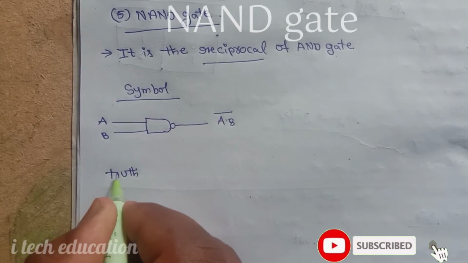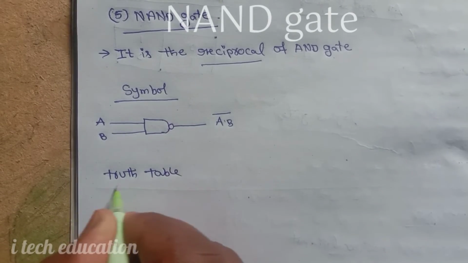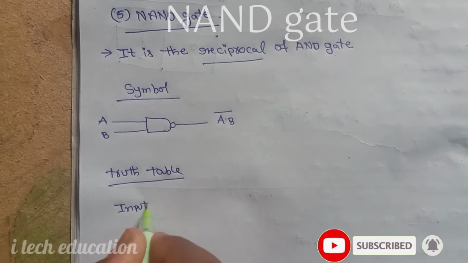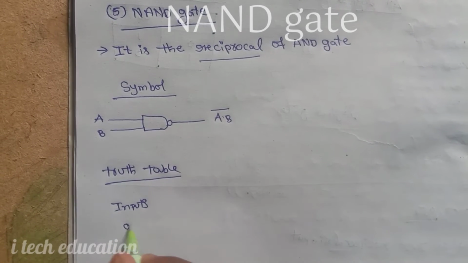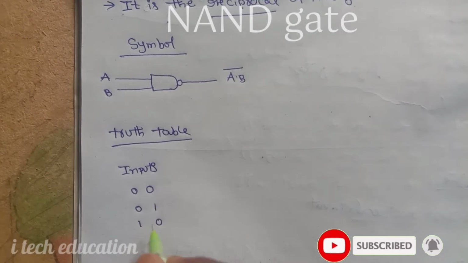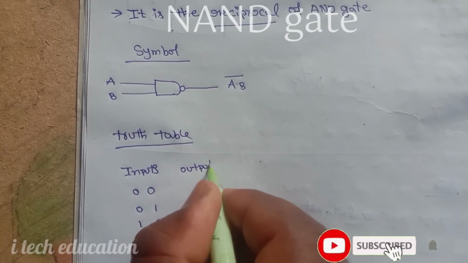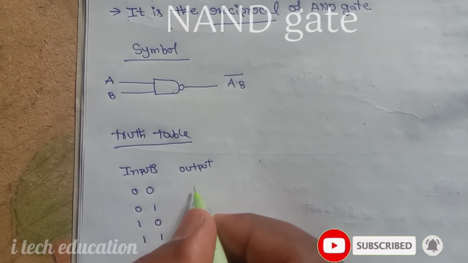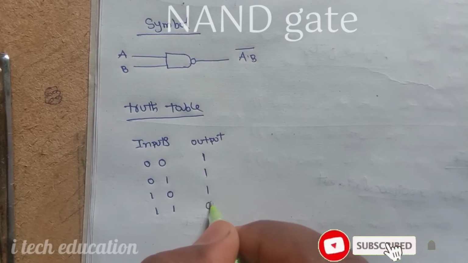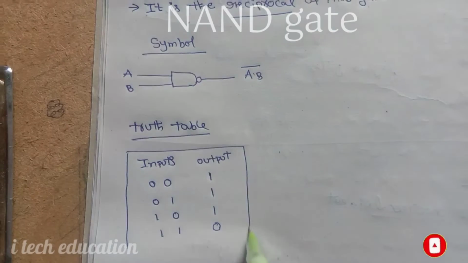Truth table of NAND gate is: it has 4 inputs like 0 0, 0 1, 1 0 and 1 1. The output is the reciprocal of AND gate so that 1 1 1 0. This is the truth table of NAND gate.